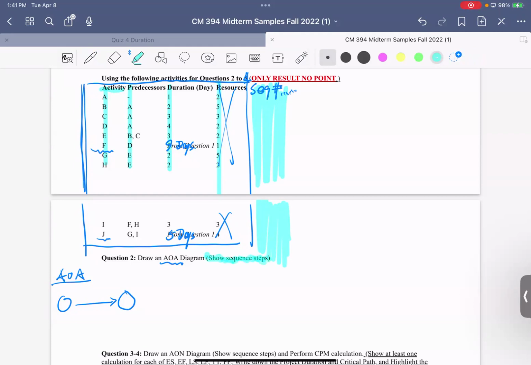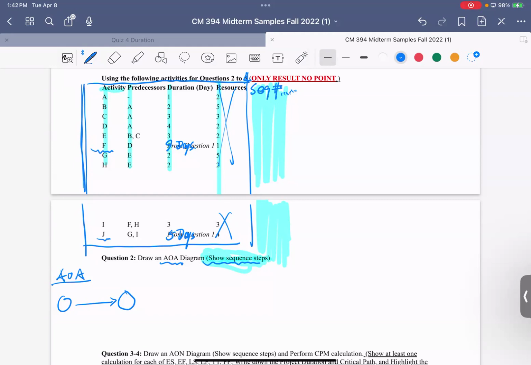See here, it will let you know you need to show the sequence number, okay? If you forgot the sequence number, you won't get the 4 points for this question. All right, do you need me to do this again, or can you handle it? Do you need me to do the sequence number and draw the AOA and the AON and the CPM calculation?